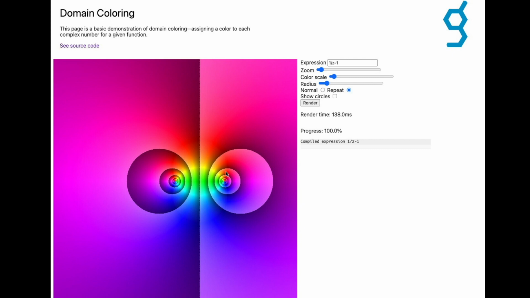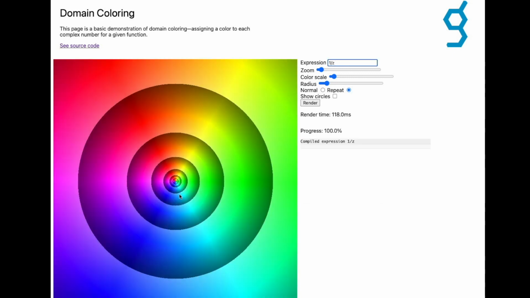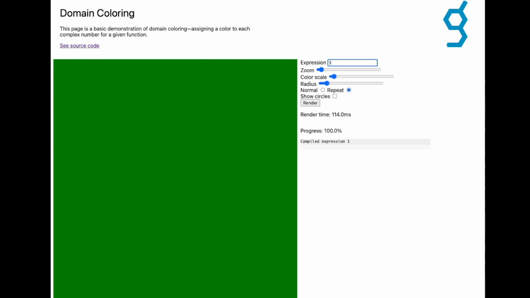Well, that was a tongue twister. So this is nice. We have an example of a pole and a 0 next to each other. 1 over z by itself, just as a single pole, makes sense. Or actually, let's look at z squared.